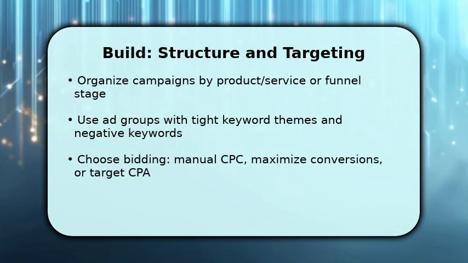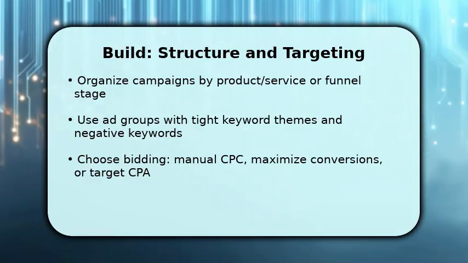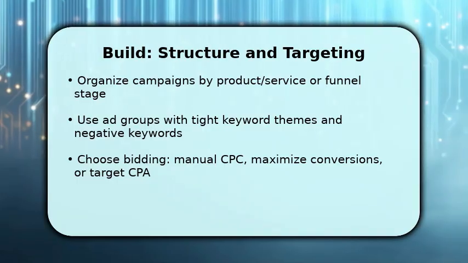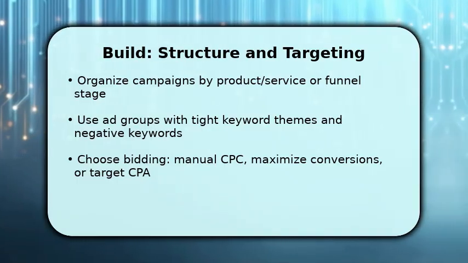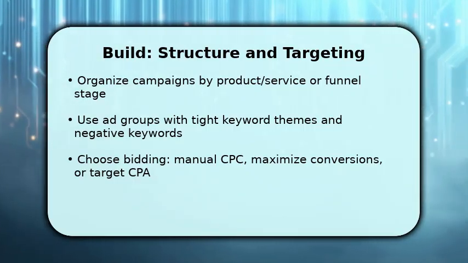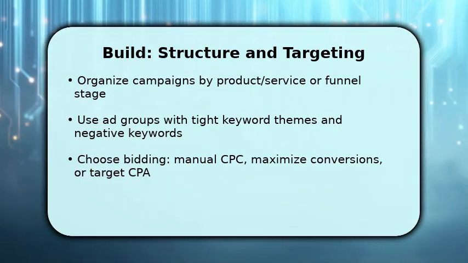You should structure campaigns logically by product line or funnel stage, so performance signals are isolated and comparable. Then create focused ad groups with tightly themed keywords and add negative keywords to reduce wasted spend. This improves quality score and CTR.